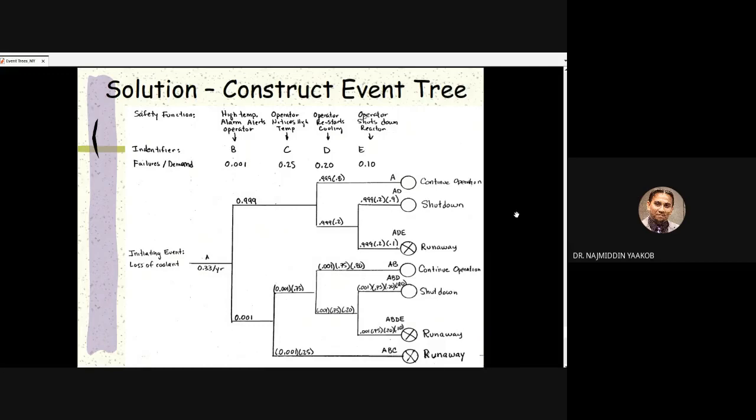Okay, so you have continue operation, you have shutdown. If the operator lastly can shut down, you can shut it down. And if it is a failure, so you have a runaway here. So you classify them into a runaway, continue operation, or a shutdown. So you cross mark it for a runaway.